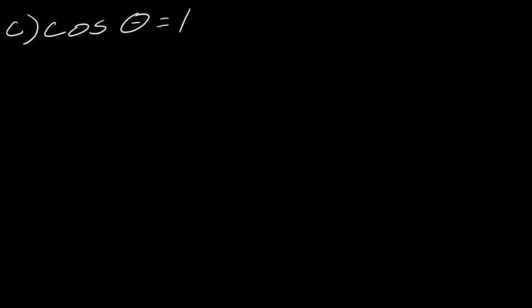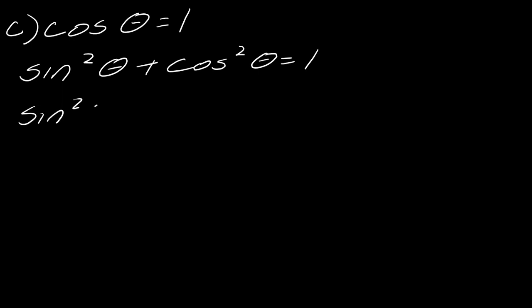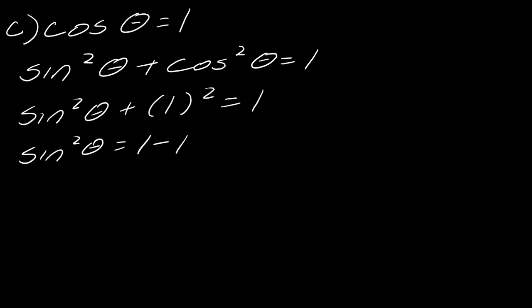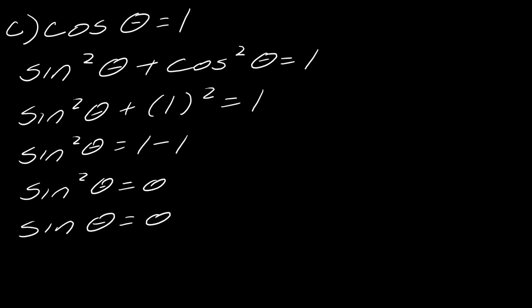Okay, so for this last one, I just have cosine of theta equals 1. Now I know just looking at this, it's like, oh, we don't have a quadrant, but let's see if we can figure this out using our identities. So I've got sine squared theta plus cosine squared theta equals 1. So if I plug in the info, look at what we get. We get sine squared theta is going to equal 1 minus 1. So sine squared theta equals 0. So sine of theta equals 0.